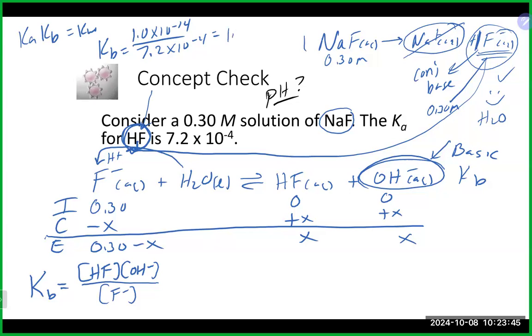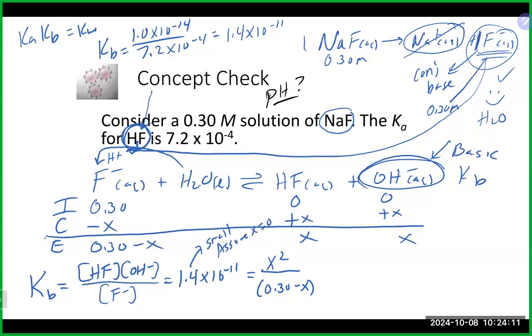And we'll call it 1.4 times 10 to the minus 11. So that is what this should equal. So putting in our equilibrium like normal gives us x squared over 0.3 minus x. That obviously is a small value of K, which means we can make an assumption in this case. So because this is small, we could assume x is equal to 0.